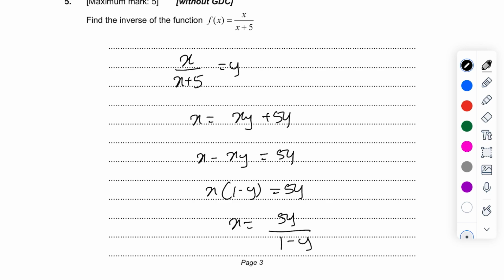x equals 5y upon 1 minus y. So it becomes 5x upon 1 minus x. That's going to be the answer.